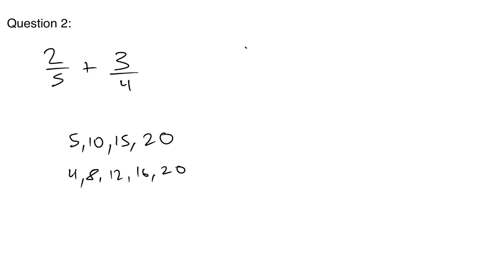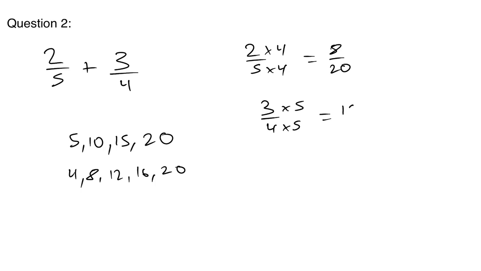So with regards to 2 over 5, to make this out of 20, we have to multiply the denominator by 4. And that means we also have to multiply the numerator by 4, because what we do to the bottom, we have to do to the top. And that'll equal 8 over 20. And then for 3 over 4, we have to make it out of 20. So we multiply the denominator by 5. And then we multiply the numerator by 5 to make it out of 20. And that'll give us 15 over 20.